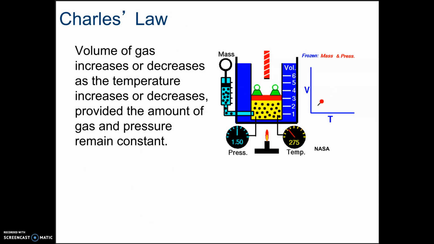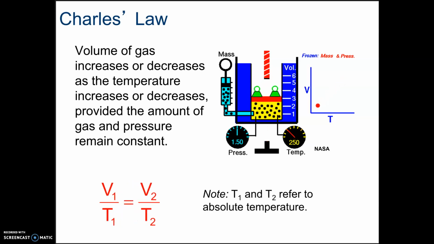Okay, Charles' law says the following: the volume of a gas increases or decreases as the temperature increases or decreases. And this is more of a direct variation instead of an indirect one. So as temperature increases, the volume increases, right? Because the gas molecules in there want to move around. They want more space to move around in, so they drive the volume up. That's how we can think about that.